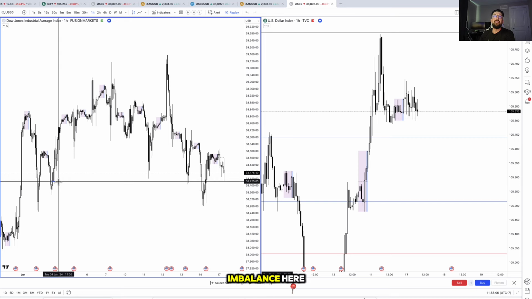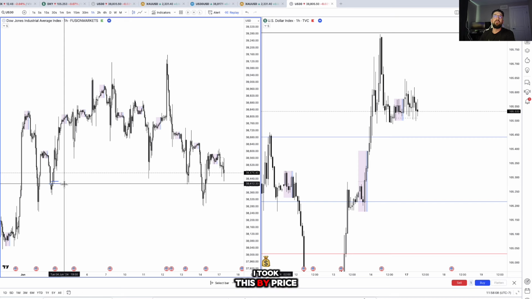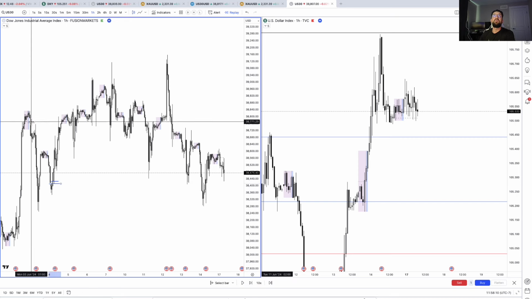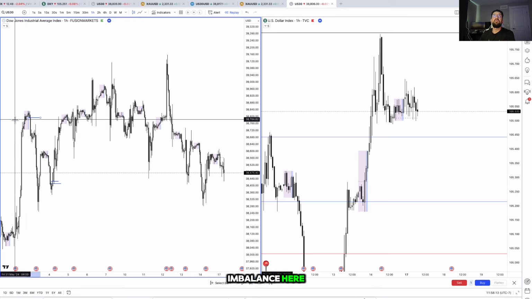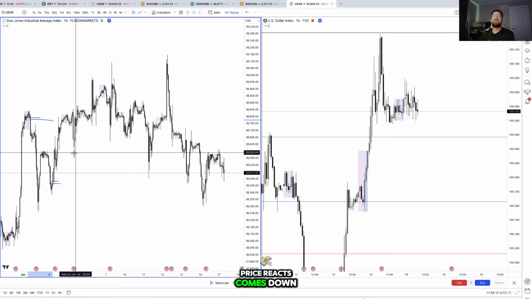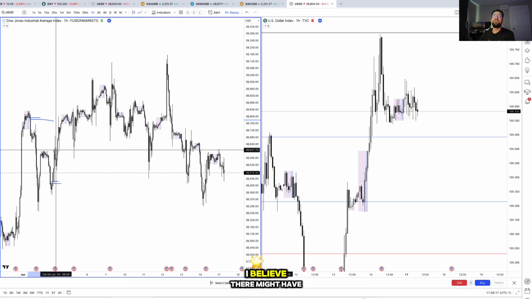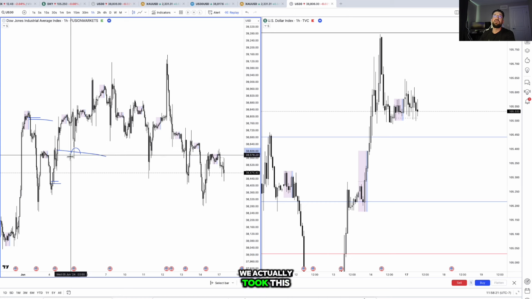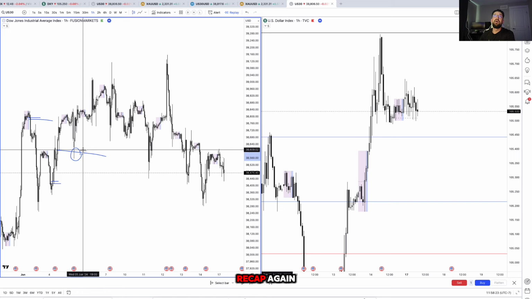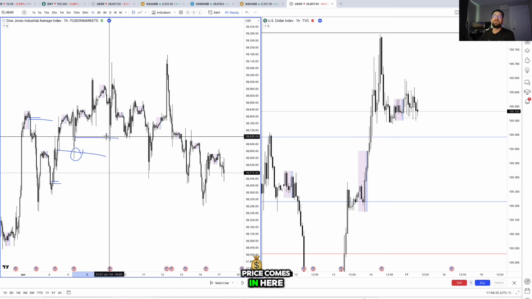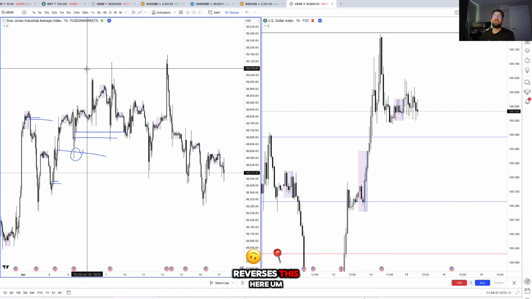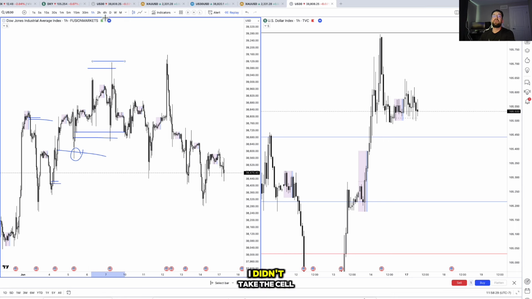So you have a little imbalance here. I took this buy, price goes up. You have a little imbalance here. Price reacts, comes down. I believe there might have been a 15 imbalance or something here. We actually took this buy. We did a trade recap. Again, price comes in here, reverses. This here, I didn't take the sell. I didn't see it till after. I think we traded gold that day.